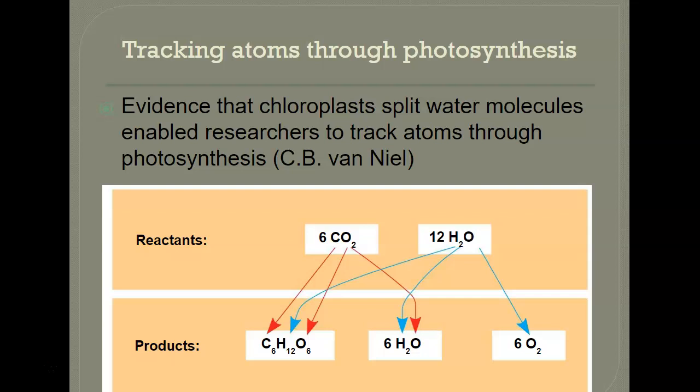So when you split the water, the O eventually gets given off from the plant as oxygen. Some of the hydrogens go into making water later, and then some of them actually go into the making of the glucose.